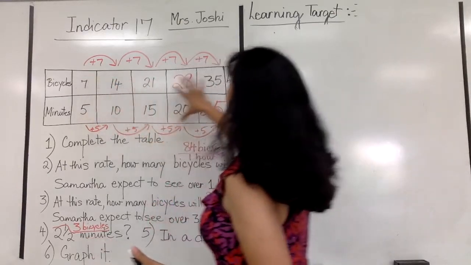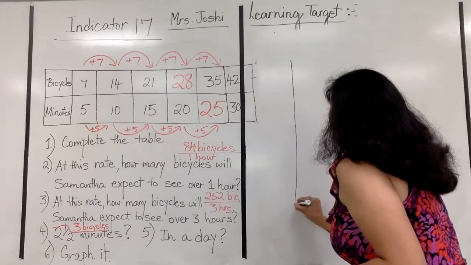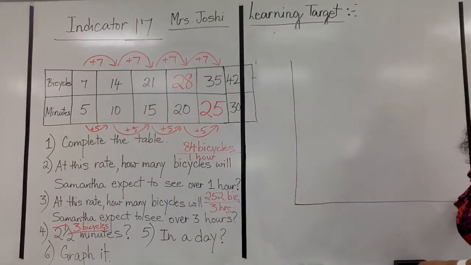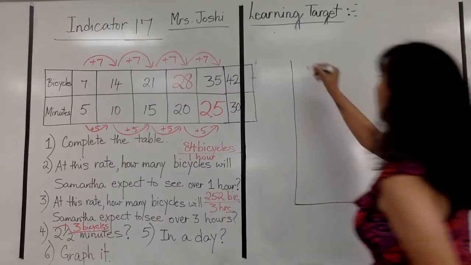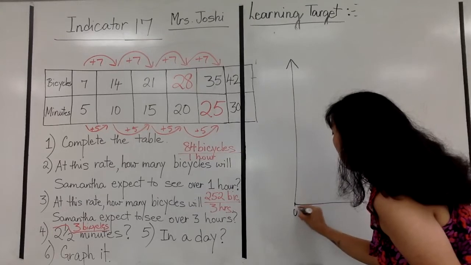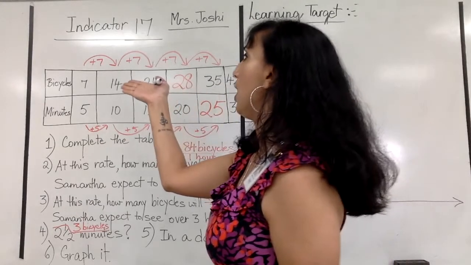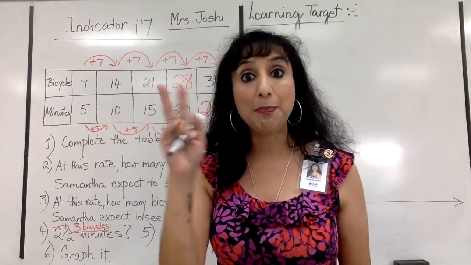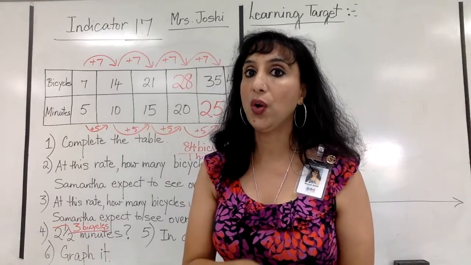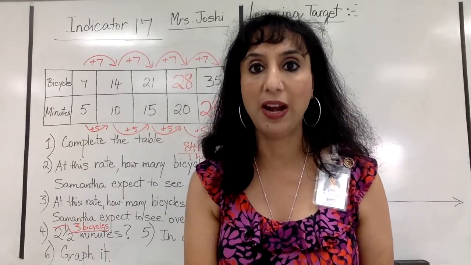So now we're just going to use this over here, and this is your Y axis, which is vertical, and then you have the X axis, which is horizontal. Okay, we're going to do this. This is 0. All right. The number of bicycles that are passing by depends on your time. So your time, that is minutes, is your independent variable.